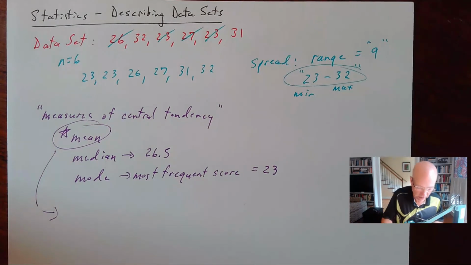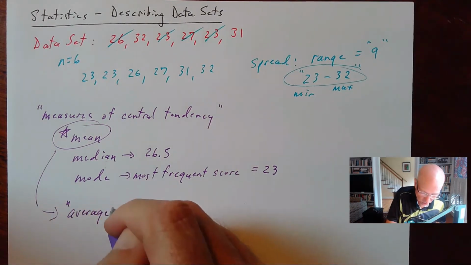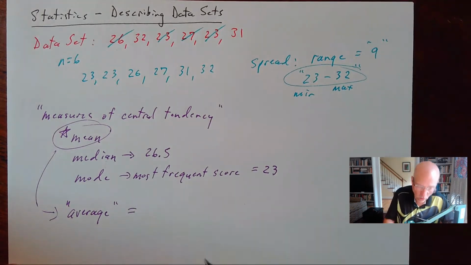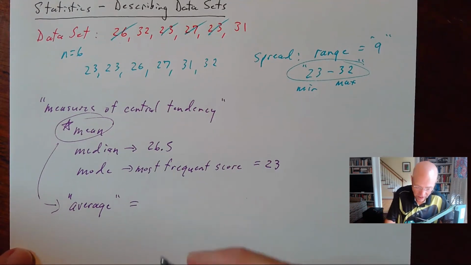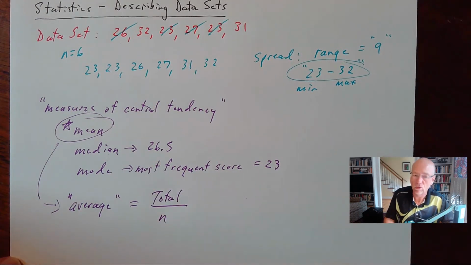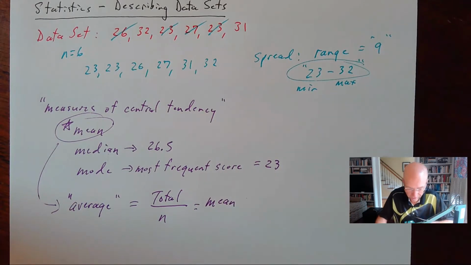So one thing to get used to is that elementary school kids have heard about averages. The mean is really just a fancier word for the average, okay? So to get the mean or the average of the data set, you take the total of all the scores and you divide by the number of scores. And that's going to give you the mean or average for the data set.